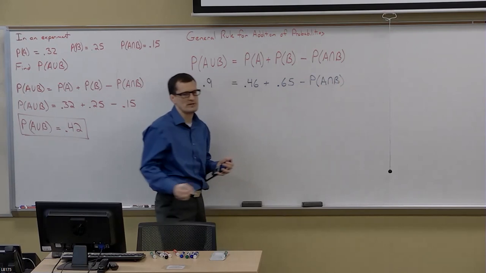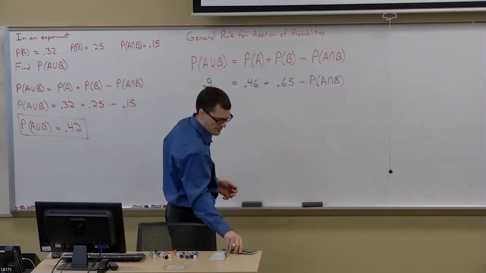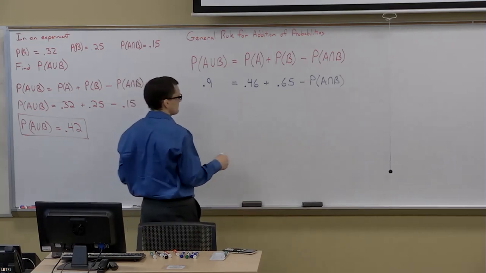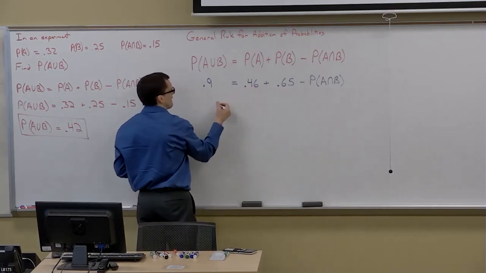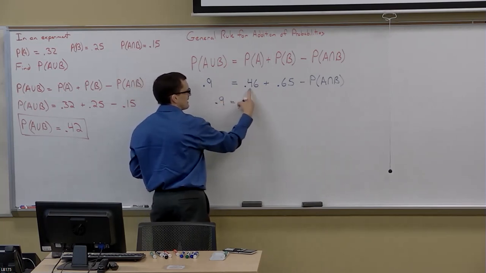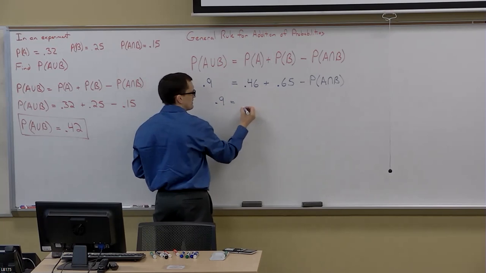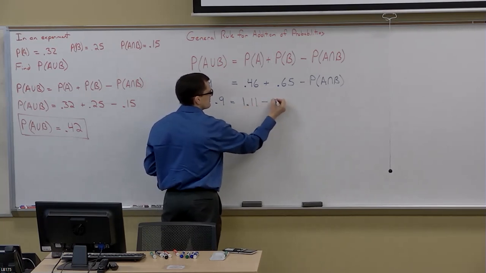Now, there's more than one way to go about solving this equation. I'm going to go through the way we typically would. Typically, what you would do is combine like terms. So on the right-hand side, you'd add 0.46 with 0.65. That's 1.11.